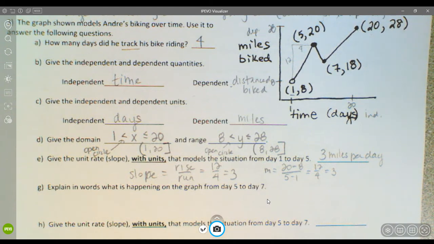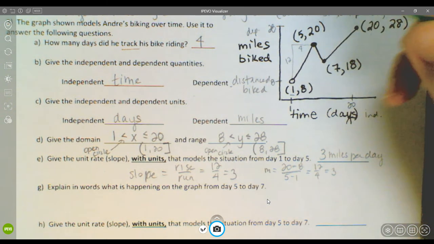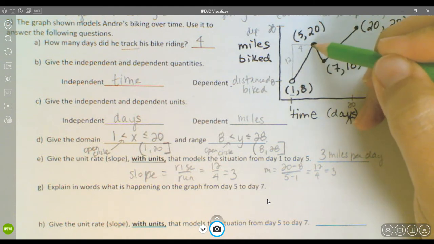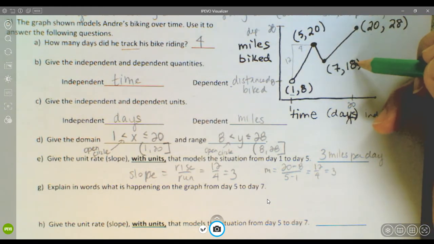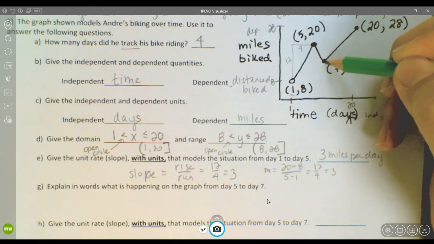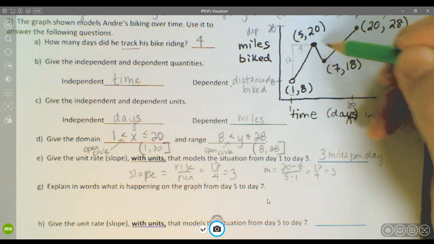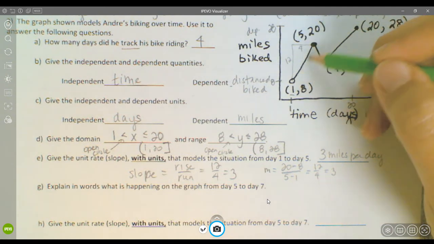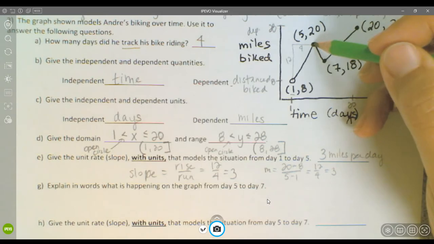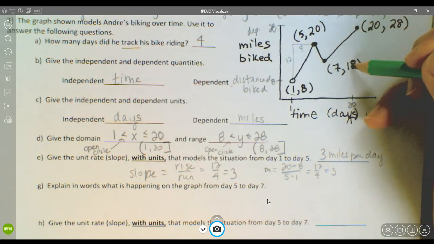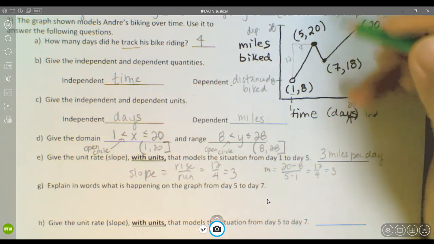Explain in words what is happening on the graph from day 5 to day 7. So it looks like he's traveled 8 miles on day 1. On day 5, he's traveled 20 miles. Now, we can't say he travels -2 miles. Imagine telling somebody that you traveled -2 miles. They're going to look at you like you're dumb. So it looks like this actually measures some distance away from a starting point. So it looks like he traveled 20 miles away from that point, and then he ended up traveling 18 miles away from that point. So it looks like he had to turn around.